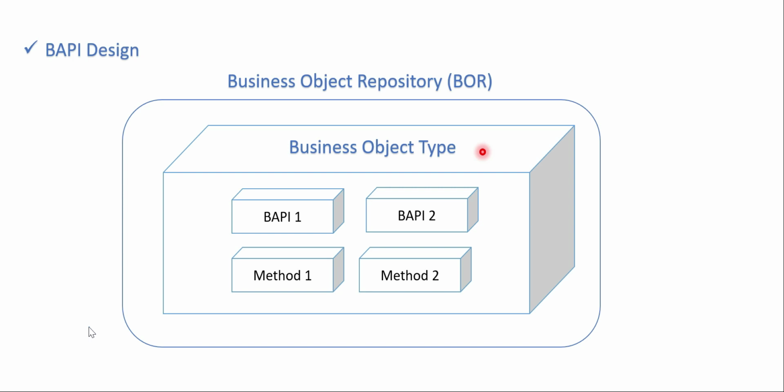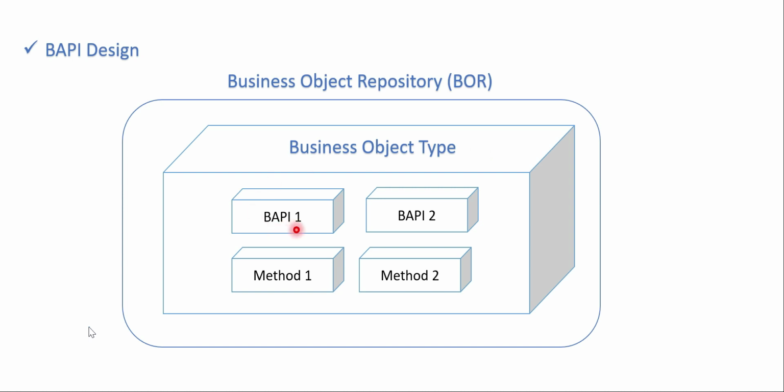Whatever methods are applicable, you can use them. The same way, depending on the business need or industry solutions, we have to give the business object type. SAP designed it at that level, creating a business object type based on the business scenario. It just lists all the methods. Whatever methods you want, just call them. That is the understanding about it.